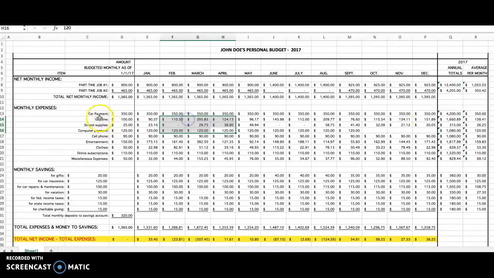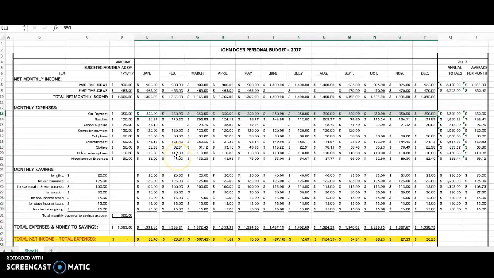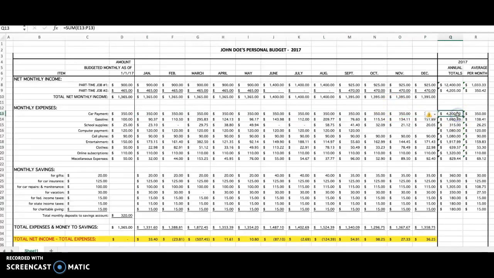Way up here in the car payment, you see that he budgeted $350 a month, and he was very good about making that car payment every month, $350 straight across. So he was very good about that. This will tell him that for the year, he paid $4,200. This entire column consists of formulas. Every single number is a formula.